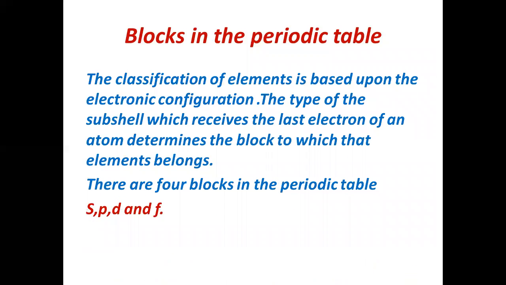Blocks in the periodic table. The classification of elements in the periodic table is based upon the electronic configuration. The type of subshell which receives the last electron of an atom determines the block to which that element belongs. There are 4 blocks in the periodic table: S block, P block, D block, and F block elements, and they are decided on the basis of the electrons present in the outermost subshell.